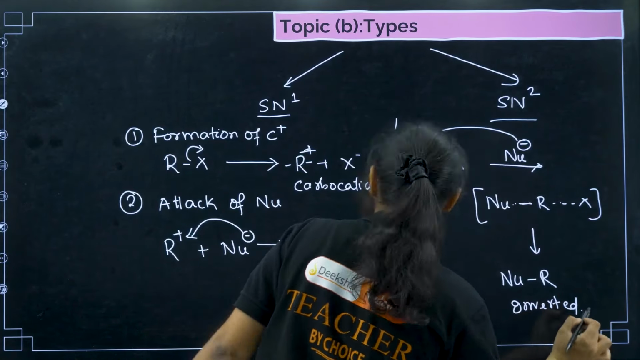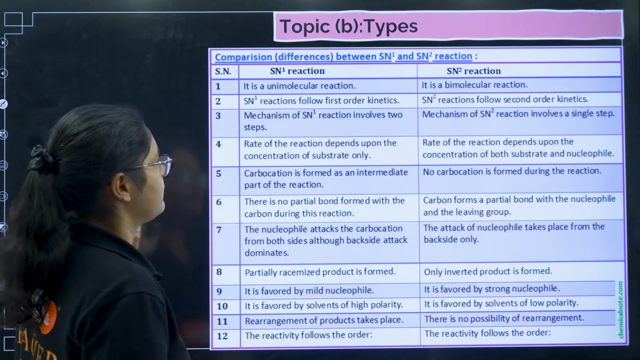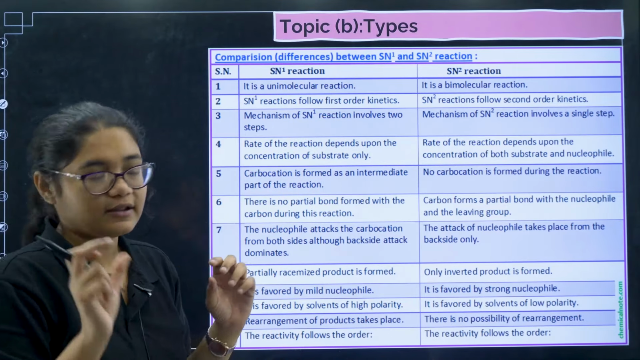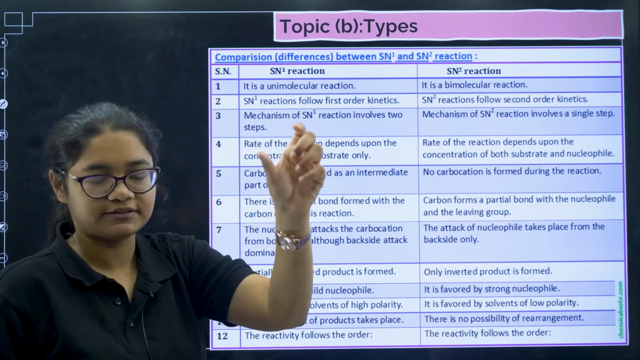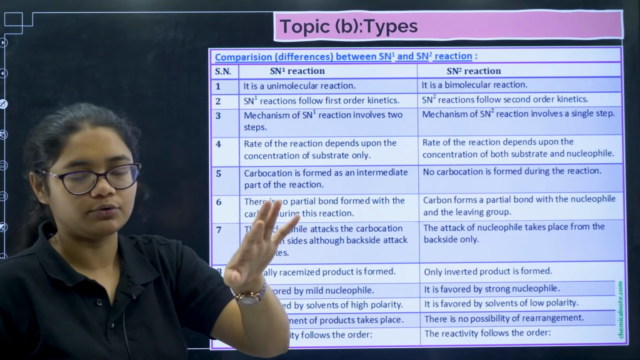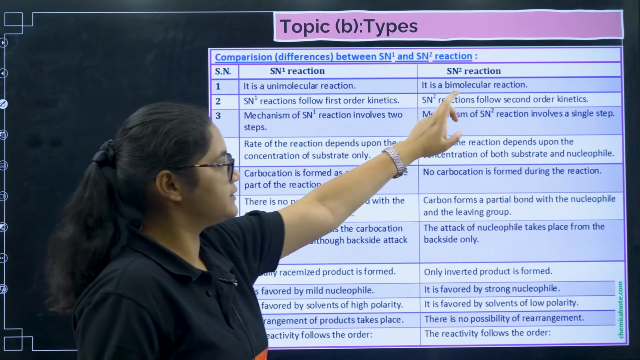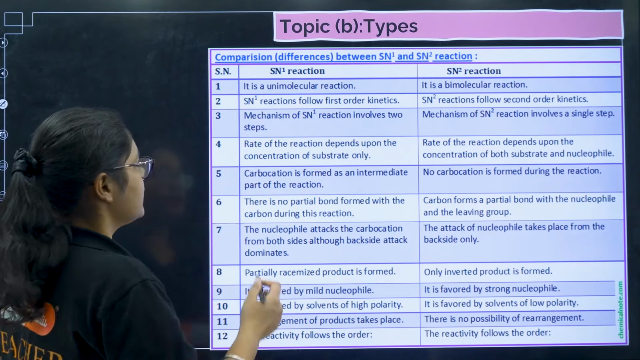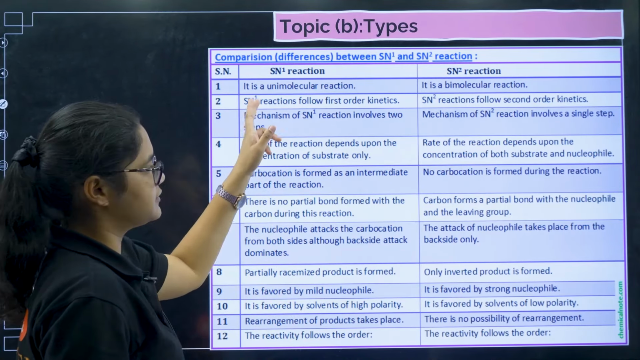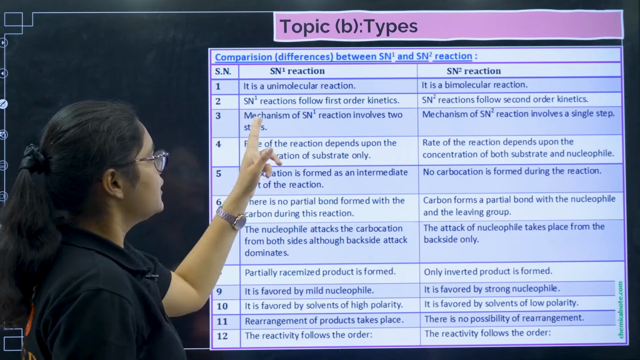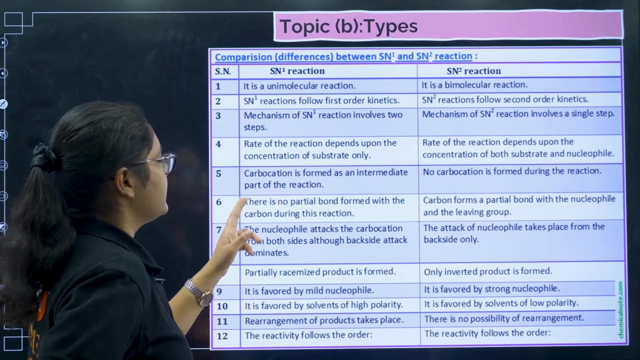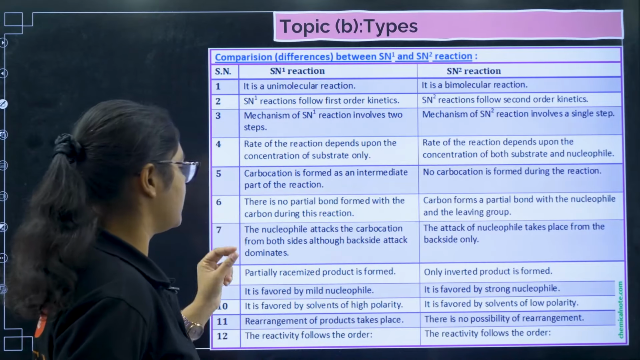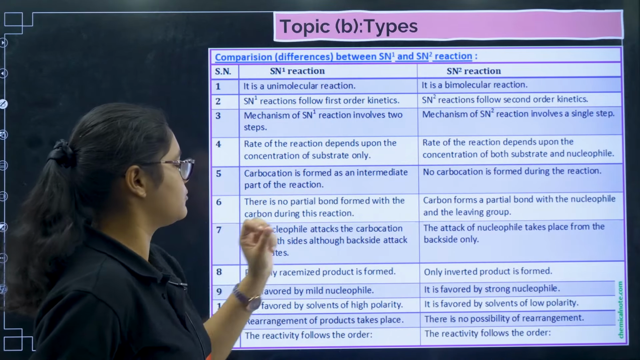Now I'll give you the difference between SN1 and SN2. It will all be clear. SN1 is a unimolecular reaction, meaning only one. In SN1, in the first step there is only RX, there is no nucleophile there. SN2 is bimolecular, because in the first step we have R, Nu and X. Similarly, you can see the other points. SN1 follows first order kinetics, SN2 second order kinetics. SN1 is two step, SN2 is one step. SN1 depends only on the concentration of the substrate, SN2 depends on both substrate and nucleophile. In SN1 carbocation is formed, in SN2 no carbocation is formed.